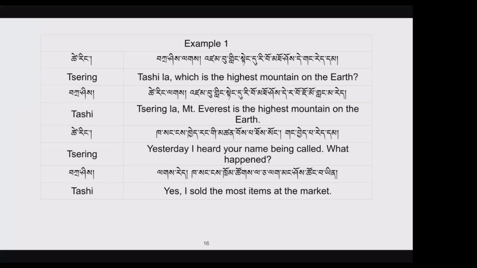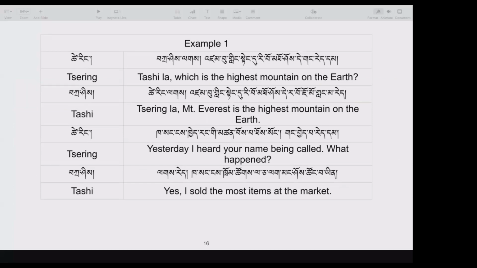So example one. We're using these. In this, you'll see that I've only used the superlative, but we can also use the comparative.